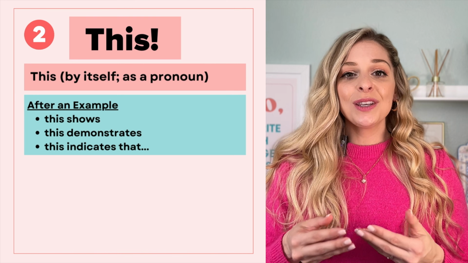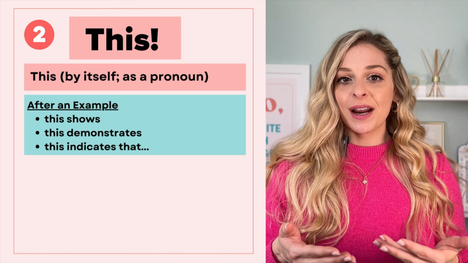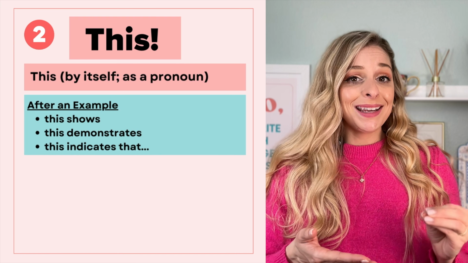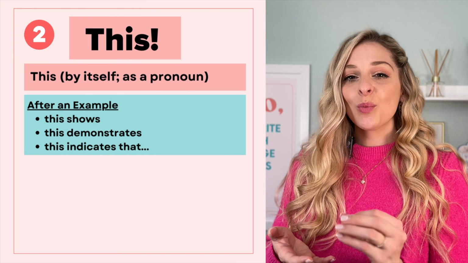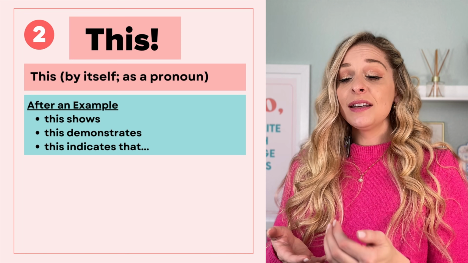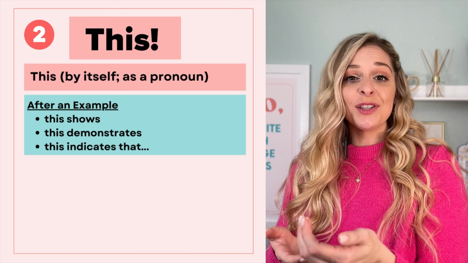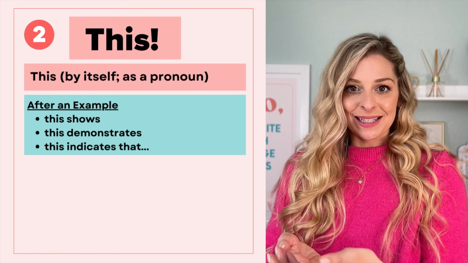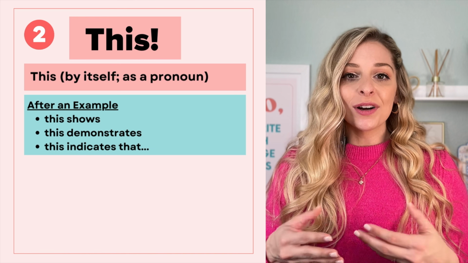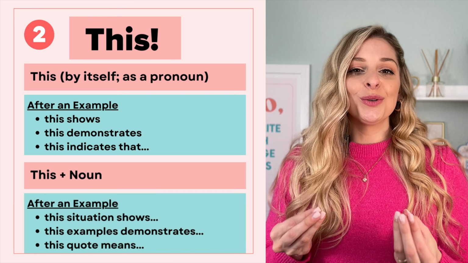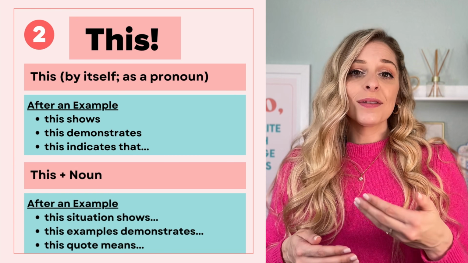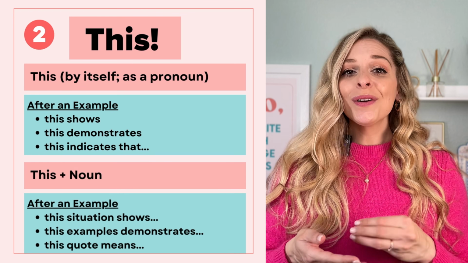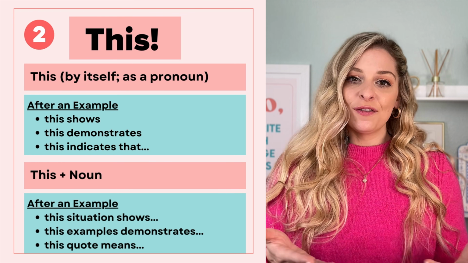And one common way we use the word "this" in academic writing is to refer back to an idea, a quote, or an example. So in academic writing, we often say things like, "this shows," or "this demonstrates," or "this indicates that," explaining the importance of the example. Or you can use "this" plus a noun. For example, "this situation shows," or "this example demonstrates," or "this quote means," and then finish your sentence.